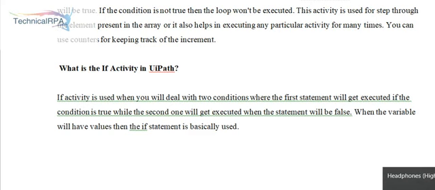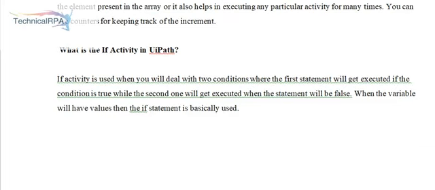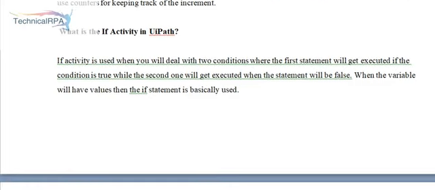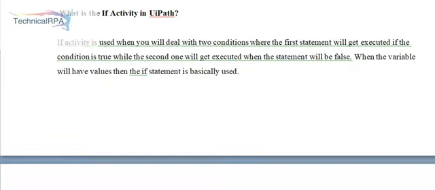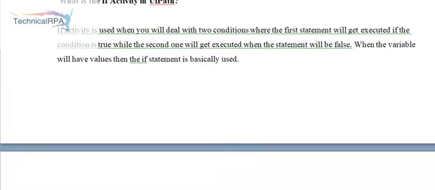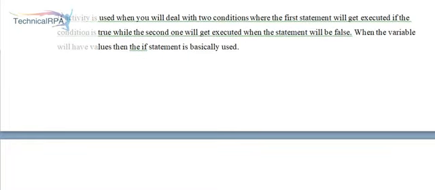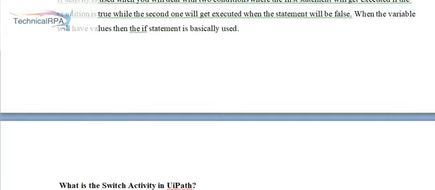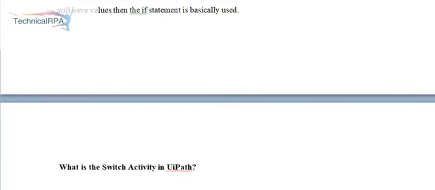What is the if activity in UiPath? If activity is used when you deal with two conditions, where the first statement gets executed if the condition is true, while the second one gets executed when the statement is false. When the variable has values, then the if statement is basically used.